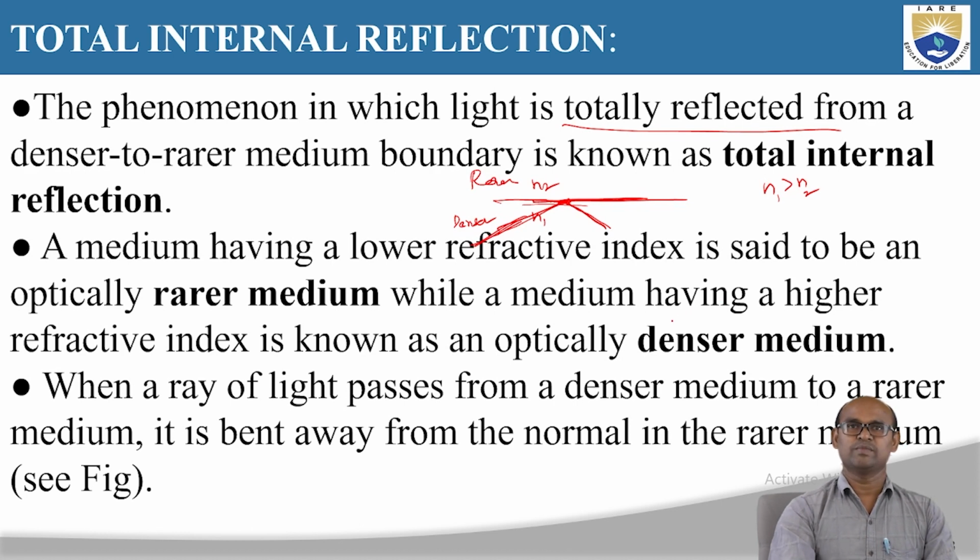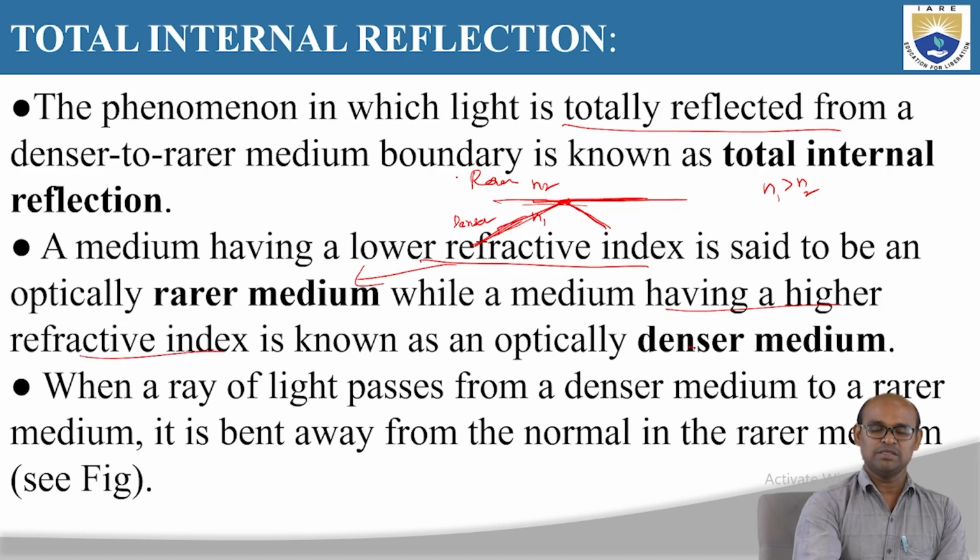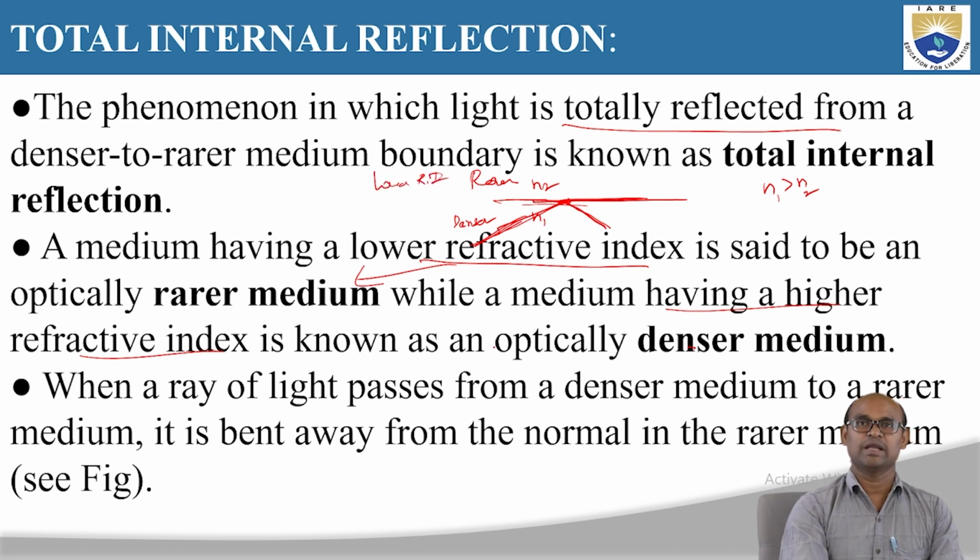Okay, so what is a denser medium and what is a rarer medium? A medium having a lower refractive index is said to be an optically rarer medium. Rarer medium means lower refractive index. Higher refractive index means denser medium. When a ray of light passes from a denser medium to a rarer medium, it is bent away from the normal in the rarer medium.